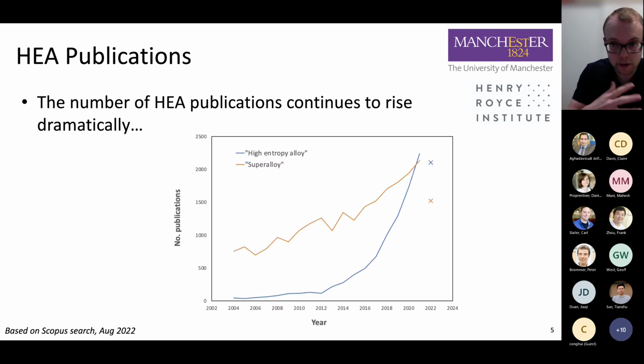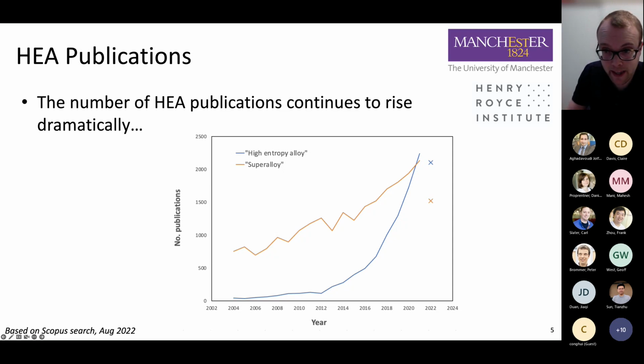Just to give you some background on the publications, the number of publications on high-entropy alloys continues to rise dramatically. I did a Scopus search in August for superalloy and for high-entropy alloy, and you can see here that last year, actually, the number of papers that had high-entropy alloy in the title surpassed superalloy.